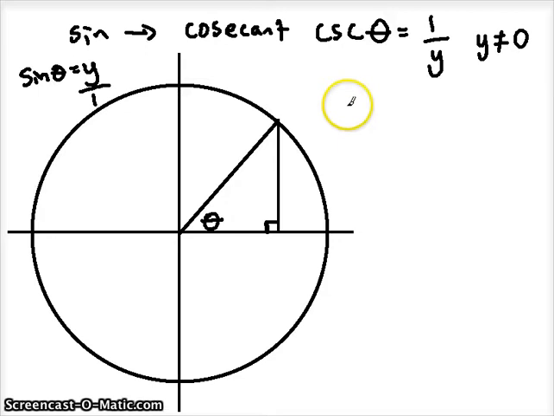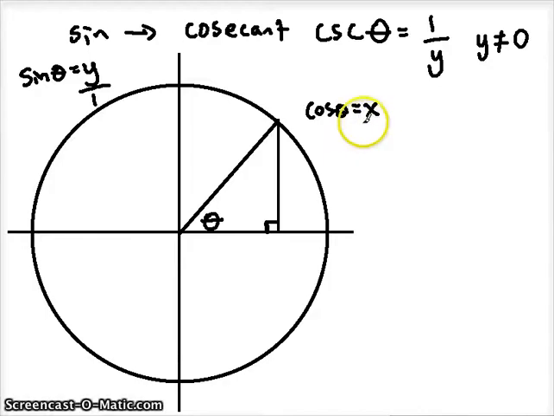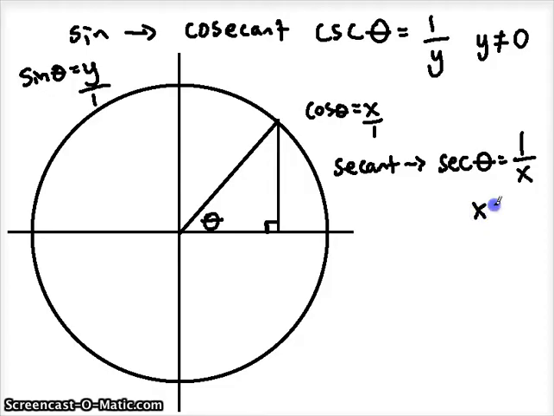We can do the same thing with our cosine. So cosine was equal to x, or x over 1, right? Well, the reciprocal is called the secant, and that is spelled shorthand, SEC. So the secant of an angle would be the reciprocal of that, 1 over x. And again, we're going to say that x cannot be 0, otherwise it's undefined.